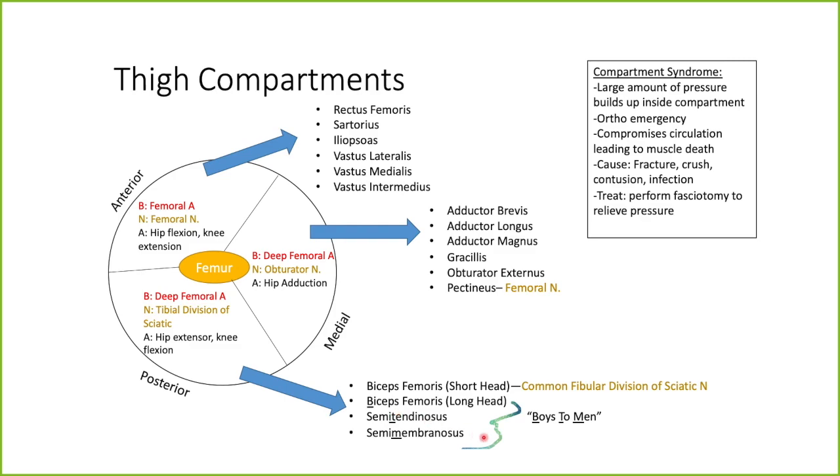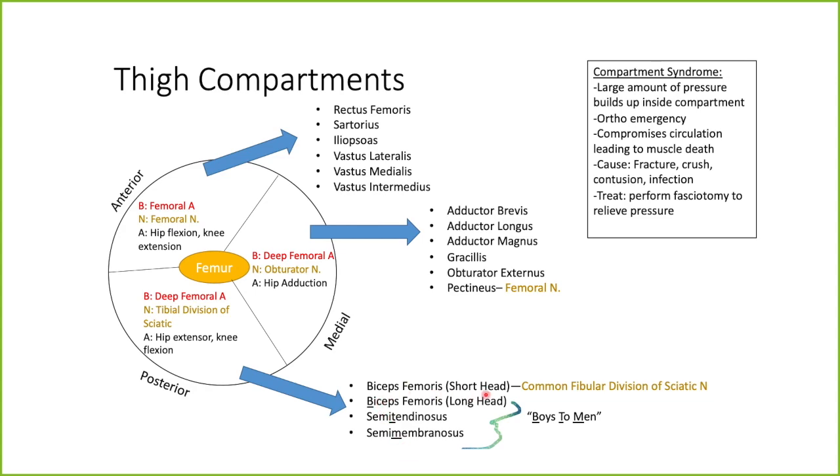Then our posterior compartment of our thigh is also going to get blood supply from the deep femoral, and then it's the tibial division of the sciatic. Most of the posterior thigh and leg get that tibial division. And then it's going to extend the hip, it's on the back, and then it's going to flex the knee. So we've got our boys to men muscles, which are biceps femoris long head, and then semitendinosus and semimembranosus. And semimembranosus is going to be on the medial side. It also starts with the M.